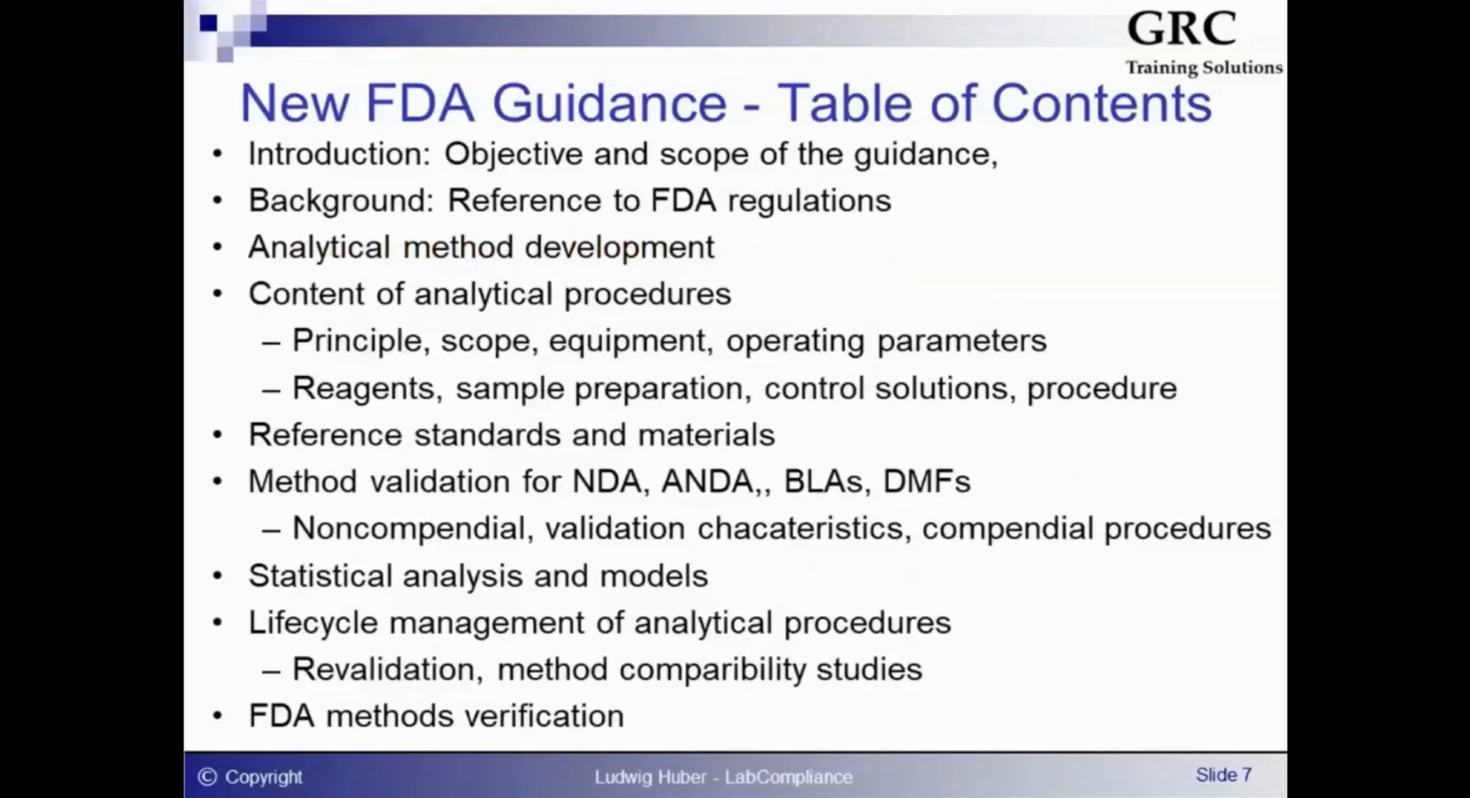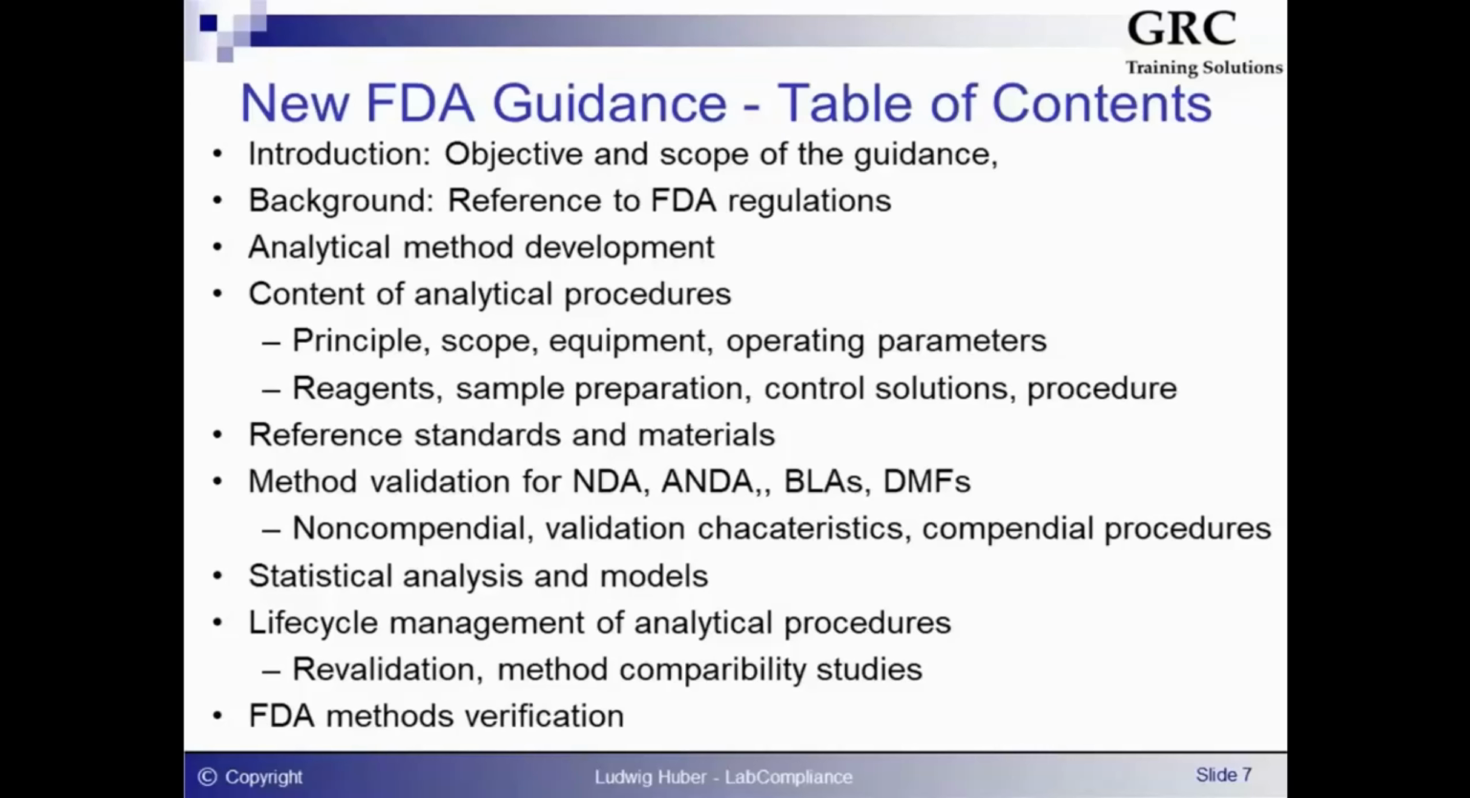So I think this is now the table of contents of this new guidance document. So we talk a little bit about it. It has an introductory chapter with objective and the scope. The background information refers to FDA regulation. Then there is a chapter on analytical method development, followed by requirements on what an analytical procedure should include. Examples are the principle and the scope of the method, the used equipment, and also operating parameters. There is a chapter on requirements for reference standards and materials, which is also very important.